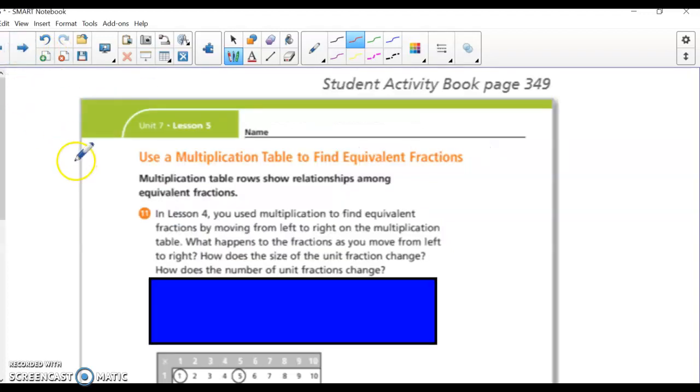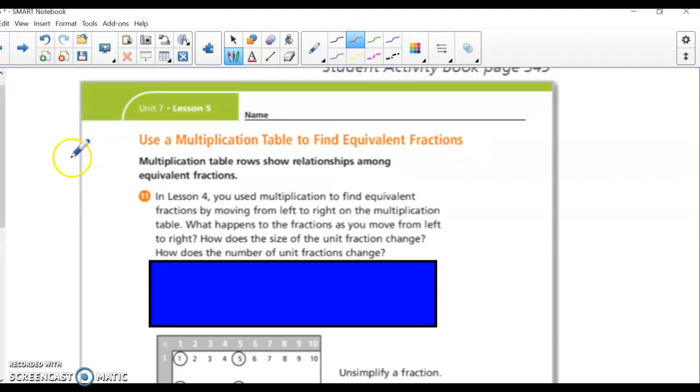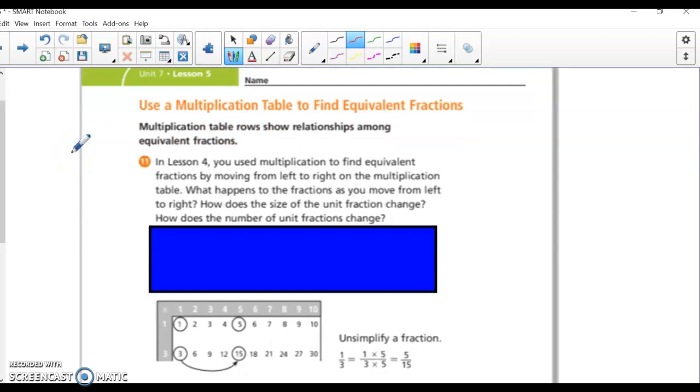Good. All right, and this is our kind of last discussion page before I let you really get working today. So in lesson 4, use multiplication to find equivalent fractions by moving from left to right on the multiplication table. What happens to the fractions as you move from left to right? How does the size of the unit fraction change? And how does the number of unit fractions change? Oh, that is a wordy question.